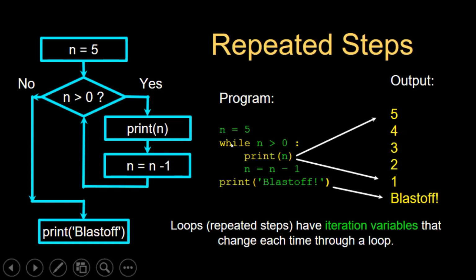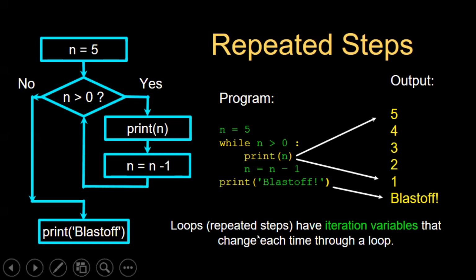Anong ibig sabihin ng while? Kung, di ba? Parang habang yung n is greater than 0, ipiprint mo yung number of n dito. Tapos, yung value ng n, isa-subtract mo siya, at least n minus 1. So meaning yung new value ng n would be hindi na 5, 4 na kasi nagma-minus ka na dito. So parang nag-loop siya. Okay?